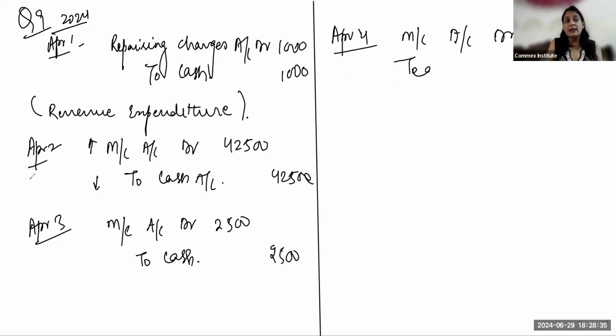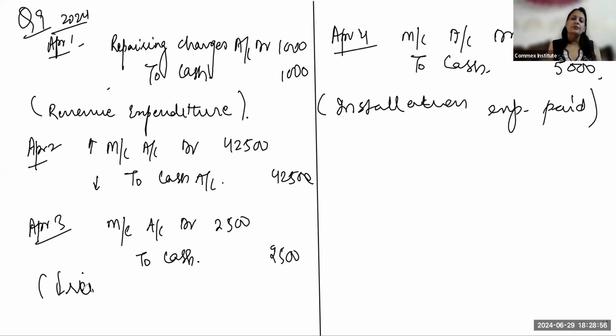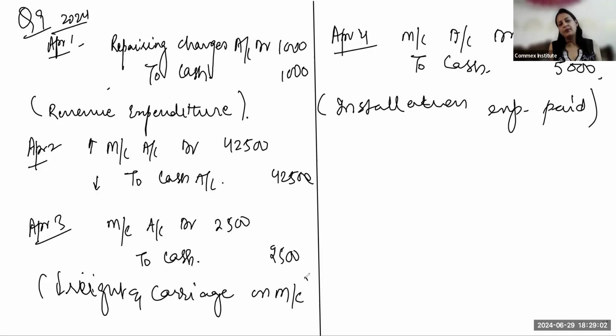Okay, but in narration, you have to specify what you're talking about in this entry. Machinery account debit to cash, and the amount would be 5,000. So the narration would be installation expenses paid. Or in this, it would be freight and carriage on machine. Right? Okay, moving on to April 5.